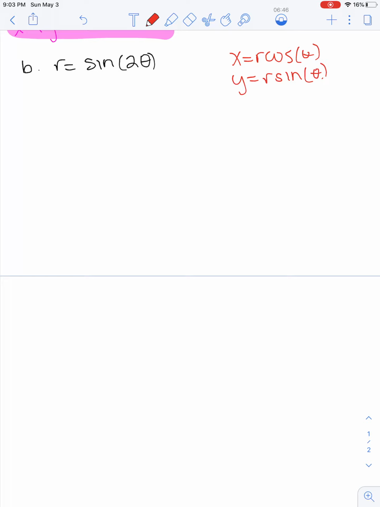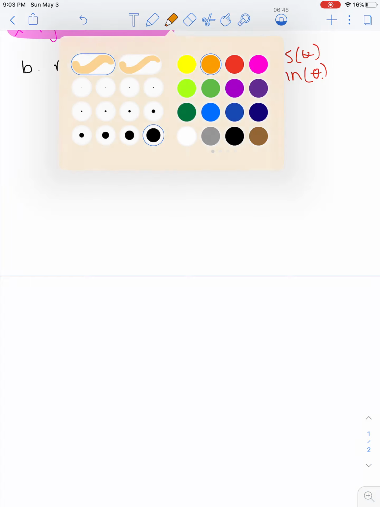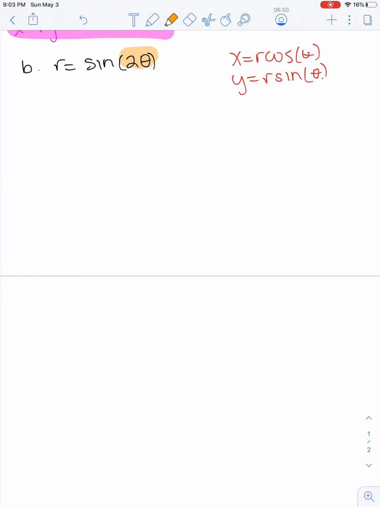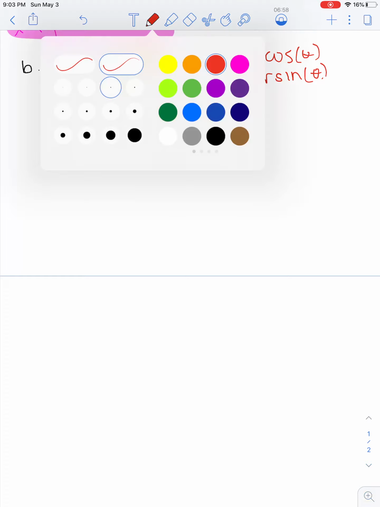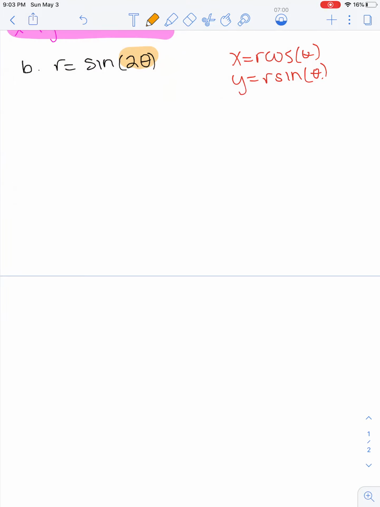Notice though that neither of those are sine 2 theta. There's no 2 theta, right? That's not in the picture. So we're going to have to utilize an identity that we talked about in Unit 6, the double angle identity for sine, that tells me that sine 2 theta is the same thing as 2 sine theta cosine theta.